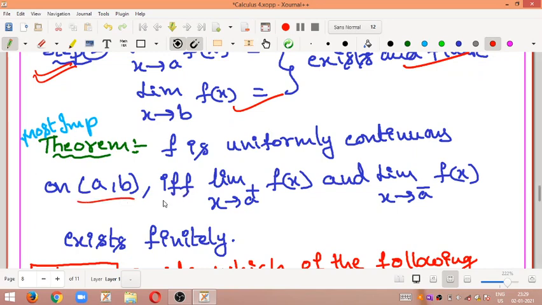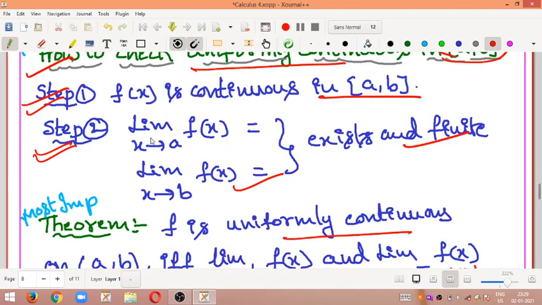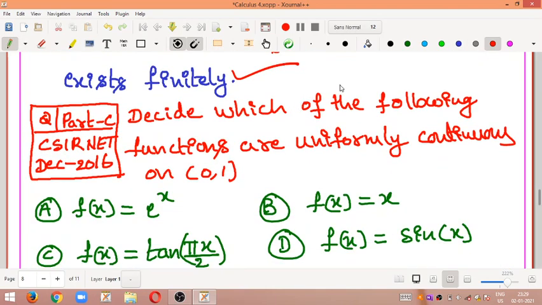Based on this small theorem, f is uniformly continuous on the open interval a, b if and only if the limit as x tends to a plus of f of x, that means RHL, and the limit as x tends to b minus of f of x, that means LHL, both exist and are finite. So based on this shortcut method, we'll discuss some problems. I am choosing CSIR NET problems.